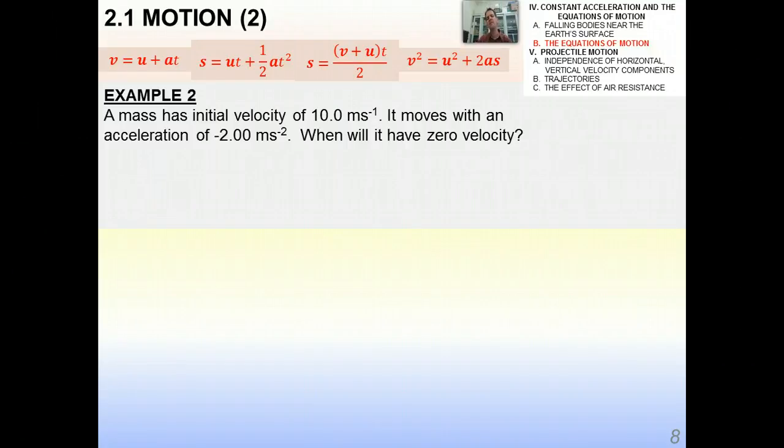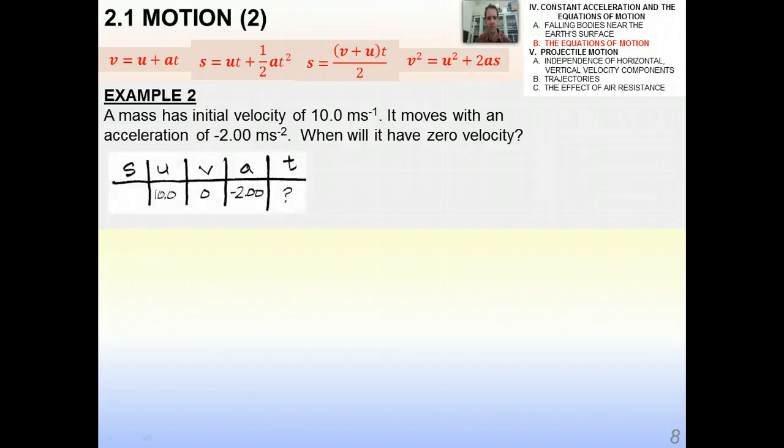So clearly, this object is moving in the positive direction with an initial velocity of 10 meters per second. If the acceleration is negative, eventually it will stop because it's constantly slowing down. Now, here's how we use the SUVAT process to do this. Here's my SUVAT table. S means displacement, U is initial velocity, V is final velocity, A is acceleration, T is the time.